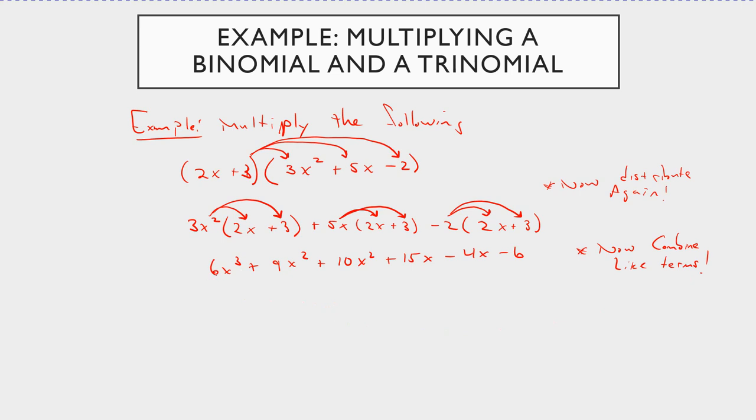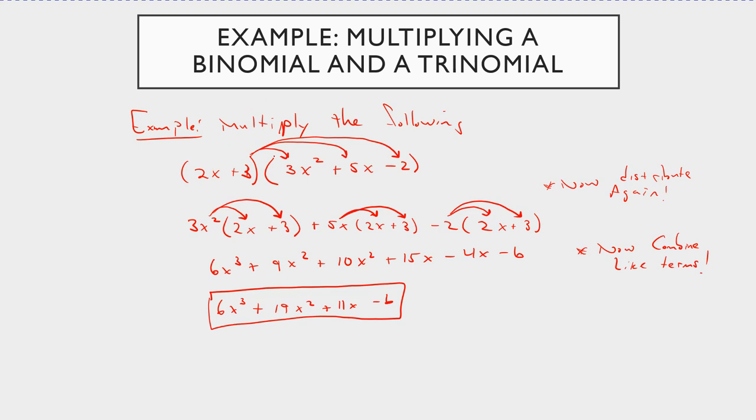There's nothing with the cubic, so this 6x cubed stays here. Now look, 9x squared plus 10x squared, that gets me 19x squared. 15x minus 4x, well, that's 11x. And then don't forget you still have this minus 6 here. And just like that.